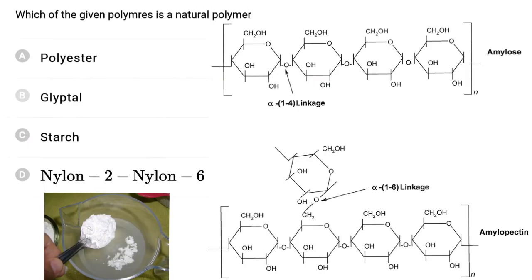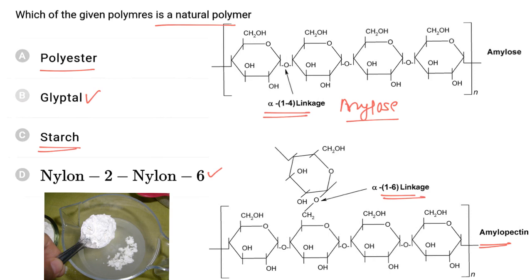In this question we have to find which of the given polymers is a natural polymer. Now polyester is lab synthesized, glyptal is also synthesized in lab, nylon 2 nylon 6 is also synthesized in lab, and it is biodegradable also. And starch is a natural polymer. Starch is composed of two types of polymer. One is amylose, which has C1-C4 linkage, and another is amylopectin. Now amylopectin has C1-C4 along with C1-C6 linkage, and hence the correct answer is C.